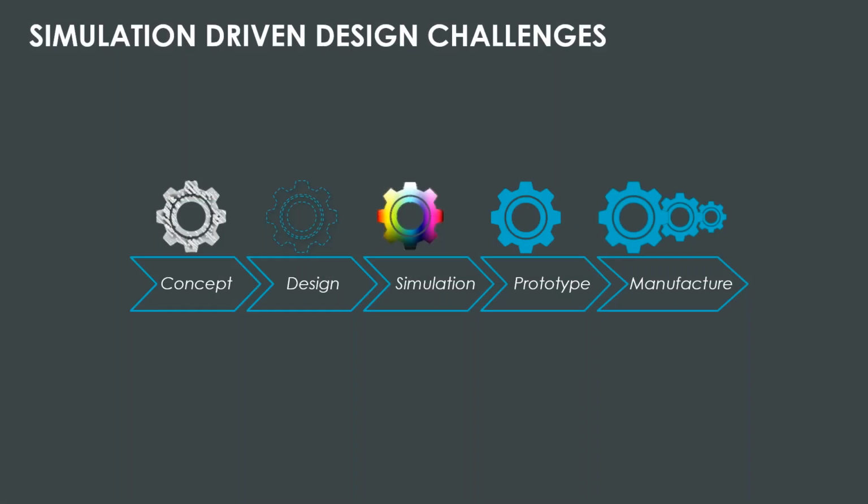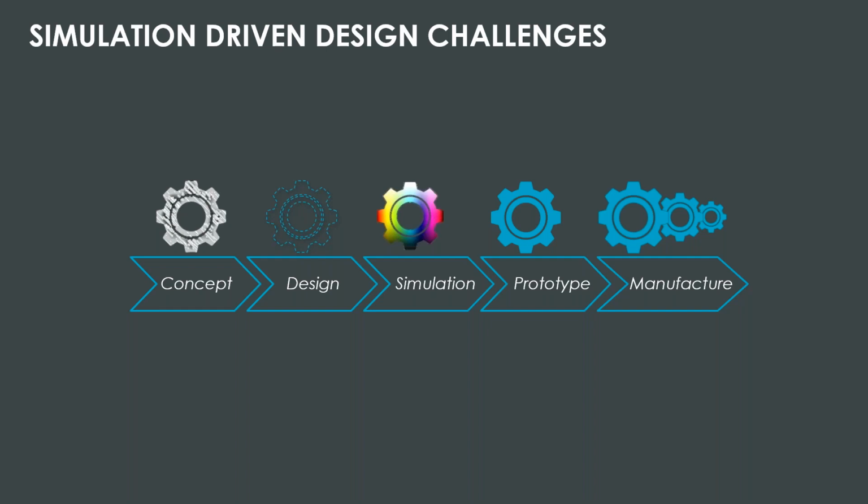So what I'm showing you here is something that everybody should be comfortable with, and I've just given a generalized overview of the traditional product development process that you see here, from different stages: concept, design, simulation, prototype, and then manufacture, right? So that's the typical stages that we go through.